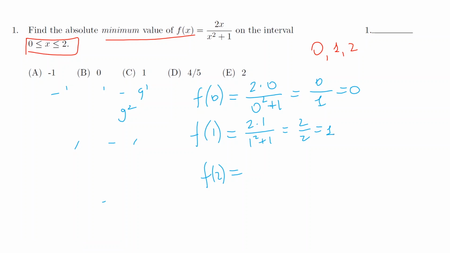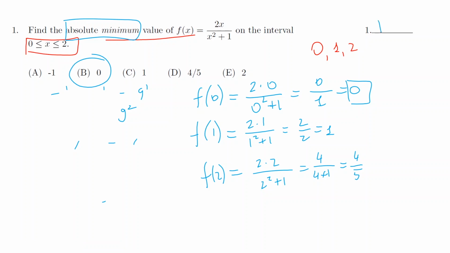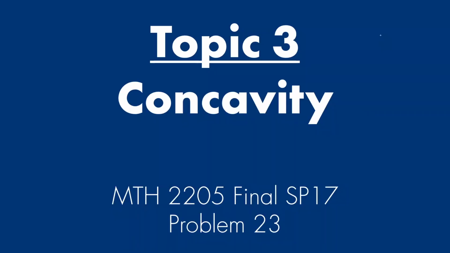And then I have to plug in 2. So it's 2 times 2 over 2 squared plus 1. That's equal to 4 over 4 plus 1, which is 4/5. Now, we're looking for the absolute minimum on this region. Absolute minimum is 0. So the answer is B. Quite simple again if you know the rules.